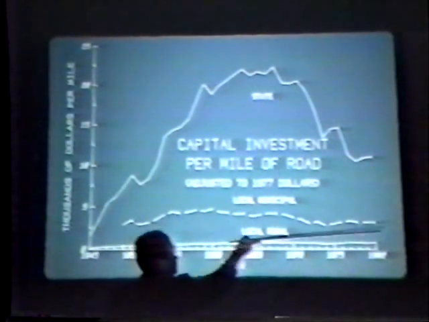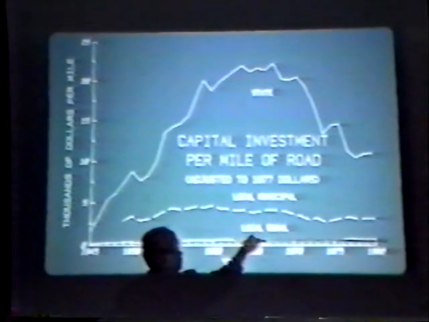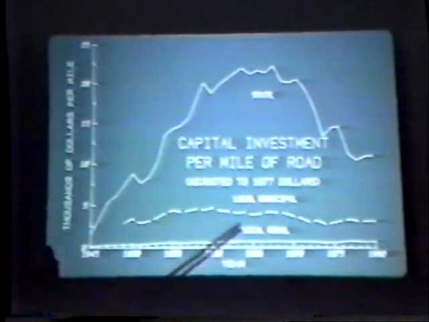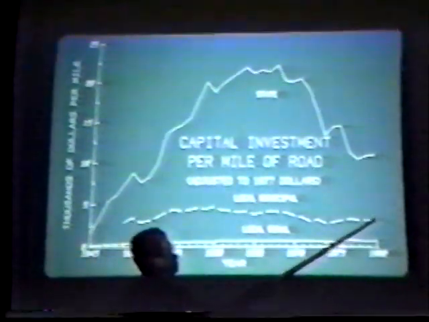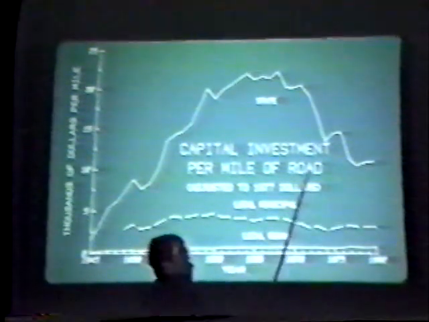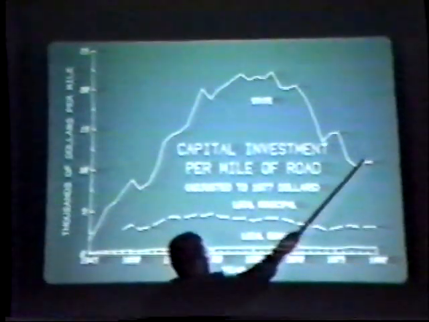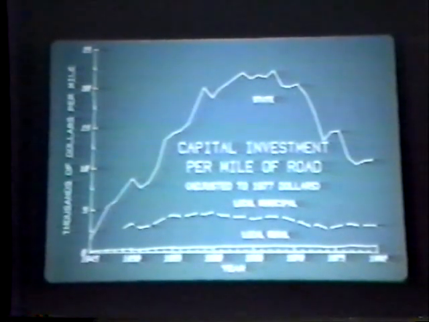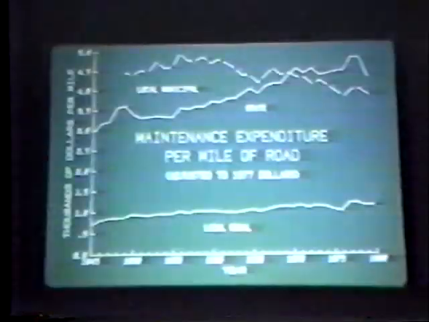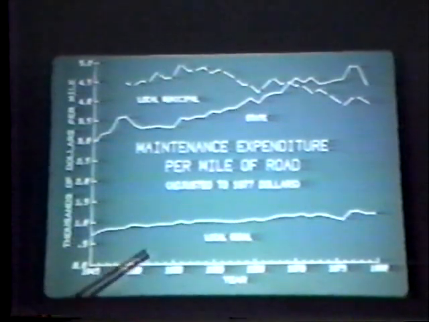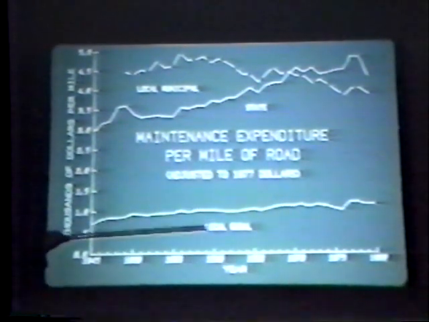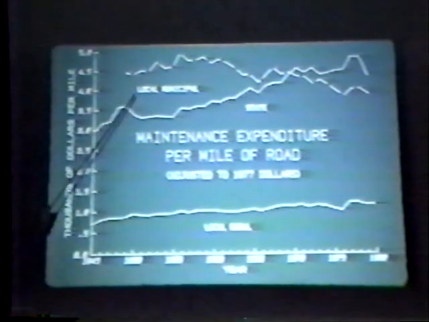And actually, there has been a bit of an increase in the slope of the local rural capital investment. But notice the significant difference in terms of the number of thousands of dollars per mile that are invested. And maybe it's pretty easy to see why state highways are in a heck of a lot better condition in many respects, because they're built to a higher standard. We spend more money per mile on them. Maintenance, broken apart, same sort of thing. At the local rural level, there really hasn't been a great decrease. At the municipal level, there has been.